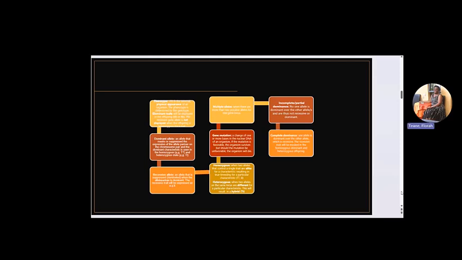Then what is incomplete dominance? In incomplete dominance, no one allele is dominant over the other. You are going to learn more about incomplete dominance and complete dominance in the next slides. So complete dominance is when one allele is dominant over the other. The other one is recessive.